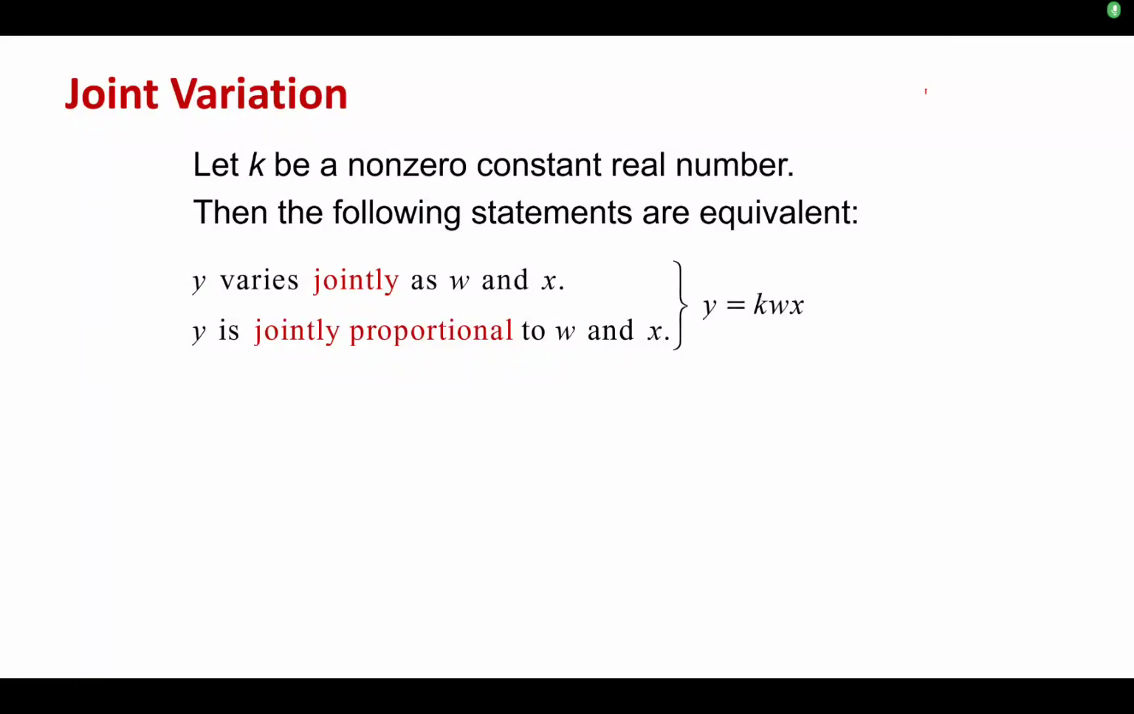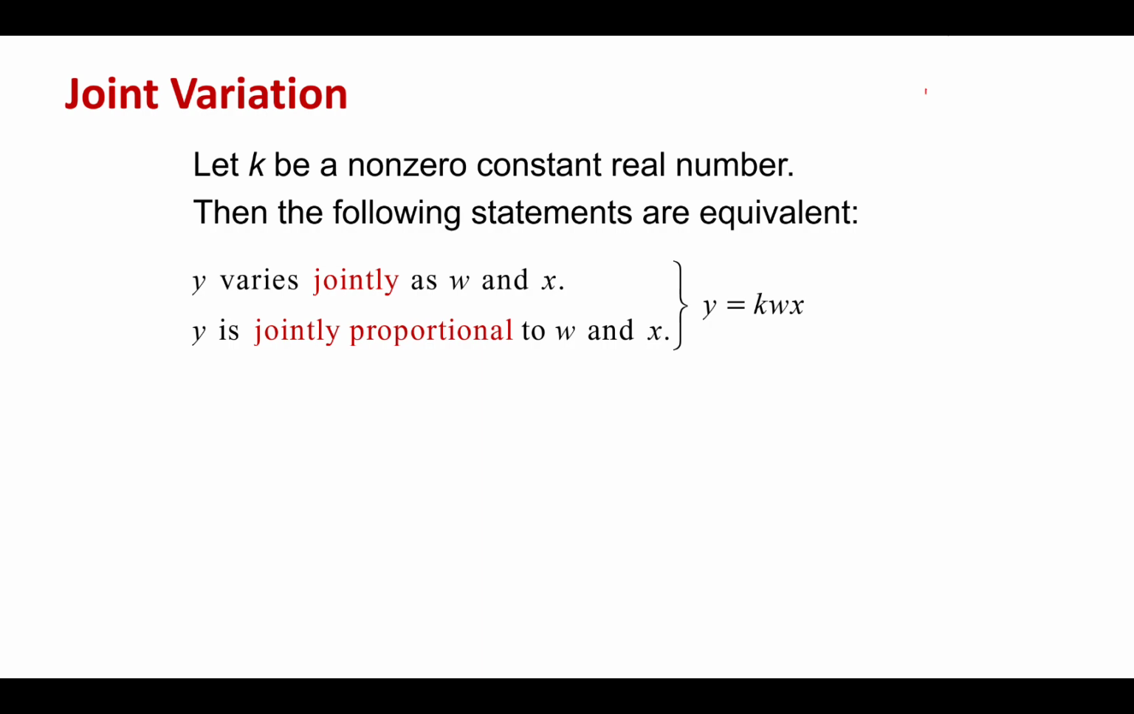All right, let's talk about joint variation now. So we've already talked about direct and inverse variation, and now we're going to talk about joint variation. So let k be a non-zero real constant number, just as before. And then the following statements are equivalent, which means they basically mean the same thing.